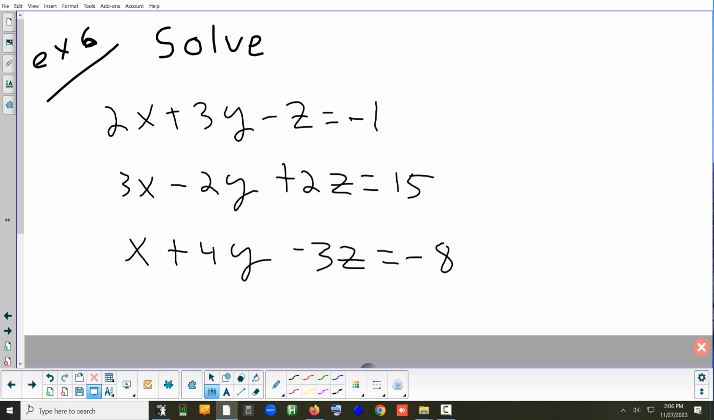So here are our 3 equations. 2x plus 3y minus z equals -1. 3x minus 2y plus 2z equals 15. And x plus 4y minus 3z equals -8. Let's call these equations 1, 2, and 3. Any number that I write down in a circle means it's an equation. So 2 circled means equation 2. 3 circled is equation 3.